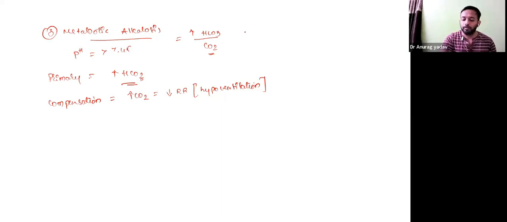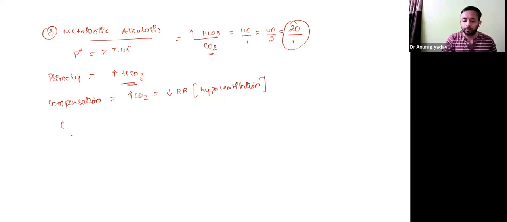So, for example, if this was 40 divided by 1, the body tries to increase the carbon dioxide concentration to make it 40 divided by 2, which brings back the normal ratio of 20:1. So the compensation is that the body tries to make it acidic, respiratory acidic, by an increase in carbon dioxide. So this is how metabolic alkalosis works.